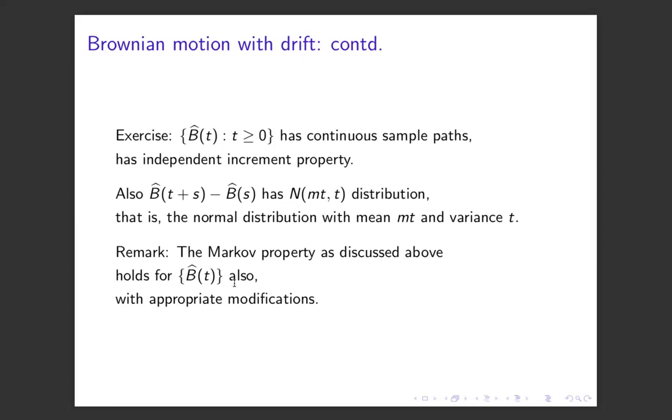The Markov property also holds for B hat. Of course, since in this part you are asked to prove that it has the independent increment property, this is not surprising. But as we had done for the standard Brownian motion, you try to do something similar, taking care of all the appropriate modifications. To do this, first of all, you have to see how the analog of theorem 1 will look for the Brownian motion with drift.